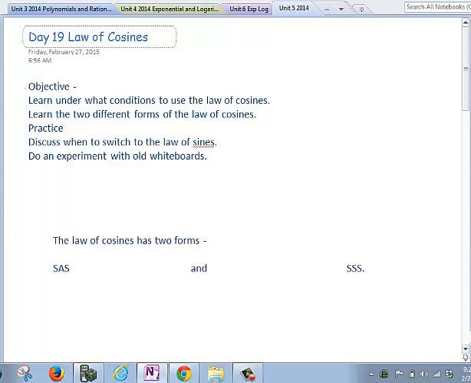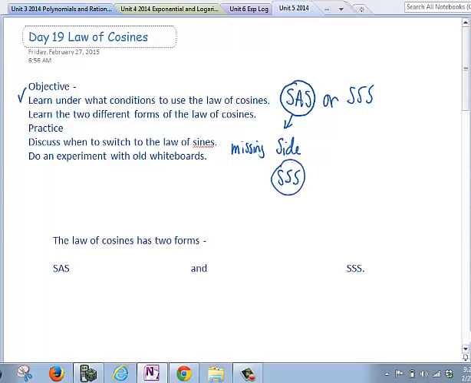So, first thing we want to talk about is when to use law of cosines. Law of cosines is perfect for when you have side angle side or side side side given. Let me discuss a little bit of strategy. If you're given side angle side, the first thing you want to do is find the missing side. And then once you have the missing side, you have side side side, and you'd use the formulas for law of cosines that are for side side side situations.